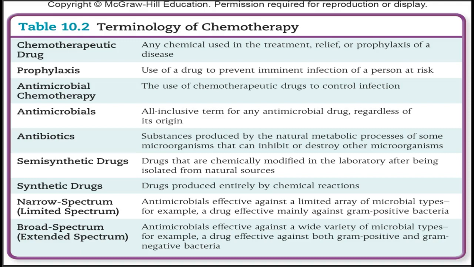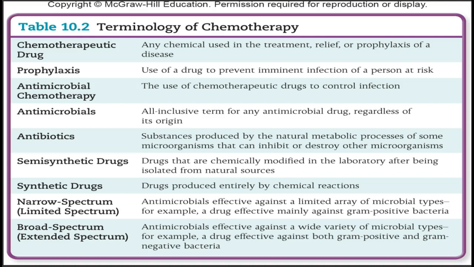If we alter it chemically enough, it can be used again against organisms that have developed a resistance to the natural form. Synthetic drugs are drugs that are produced entirely by chemical reactions. So these are manufactured and produced within the laboratory. They are not found naturally. And then we have narrow spectrum and broad spectrum.